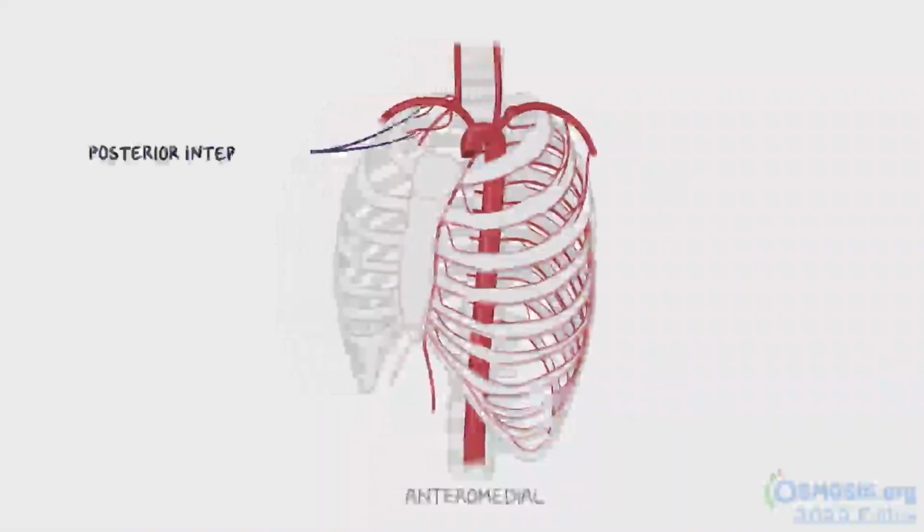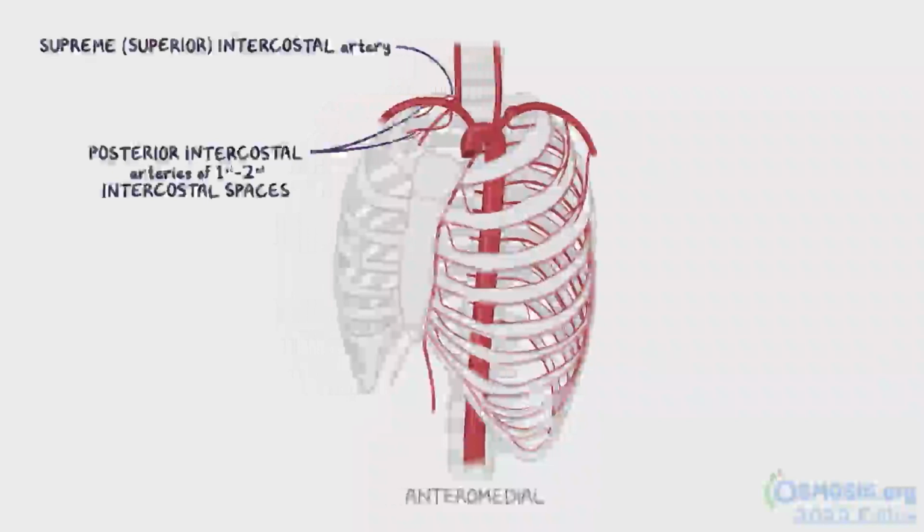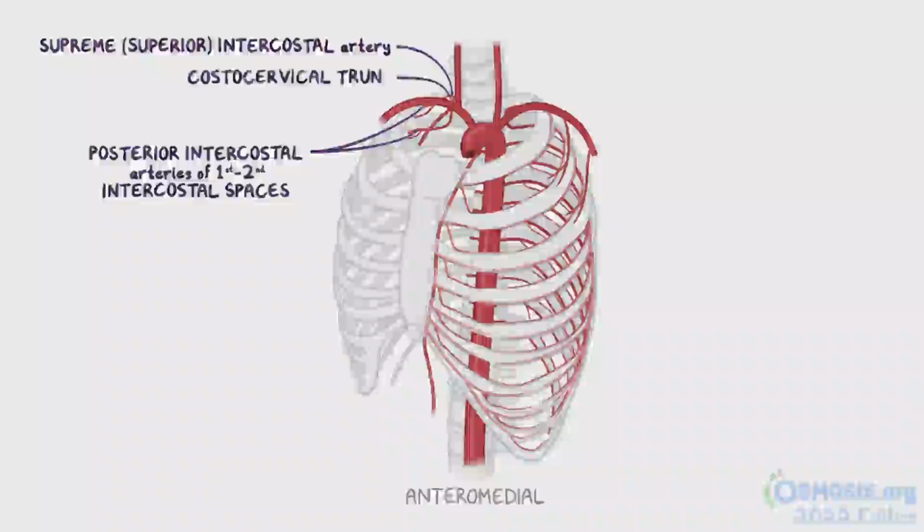The posterior intercostal arteries of the first and second intercostal spaces arise from the supreme or superior intercostal artery, which is a branch of the costocervical trunk of the subclavian artery.